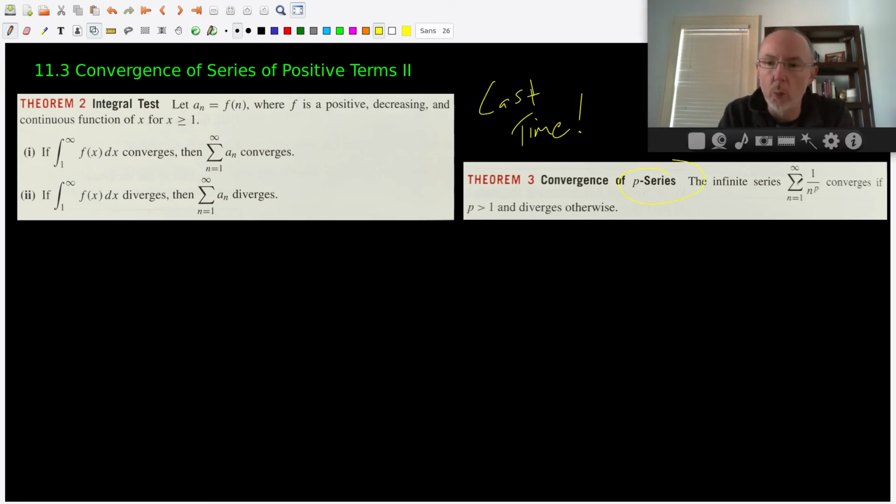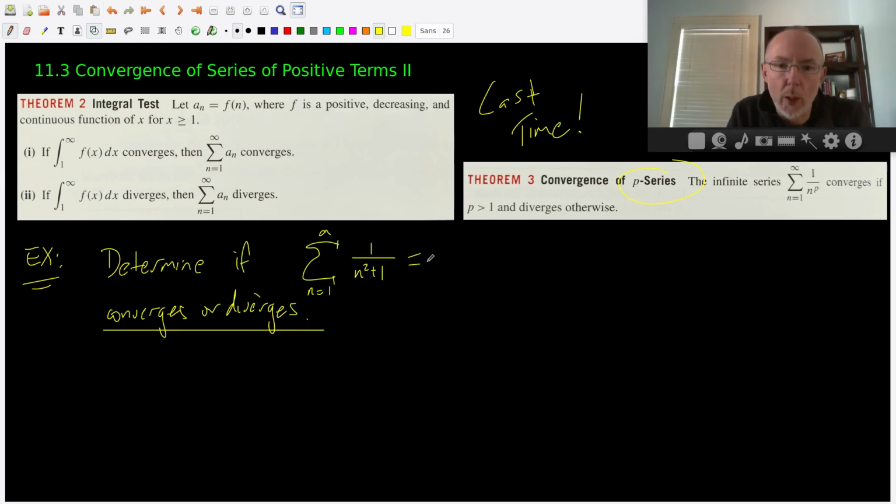Those p-series will converge when p is bigger than 1. And then we saw this far more general integral test, and we did some examples with it. I'm going to do one more just to start today to remind you. We want to determine whether this series converges. And we can just write out some terms in this.